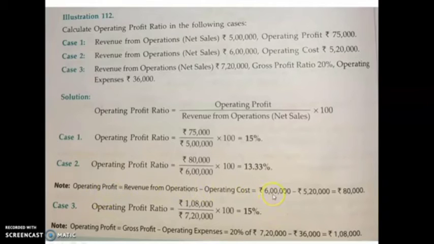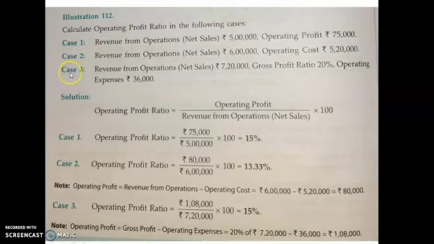Okay. So what is the sales amount? 6 lakh minus what is the cost, operating cost given to you? 5 lakh 20,000. When you subtract this, you will get operating profit 80,000. Now write this 80,000 in the formula as per the formula for operating profit ratio. Operating profit in case 2 is 80,000 and case 2 revenue from operation is given as 6 lakh. So write down 6 lakh over here into 100. That will give you the result as 13.33%.